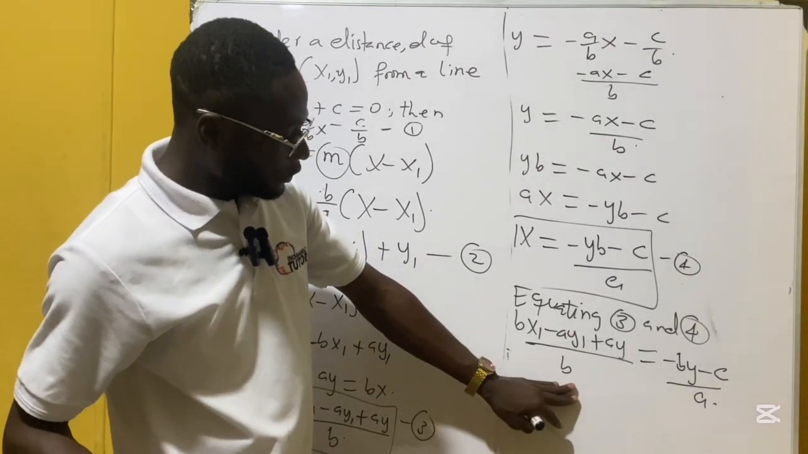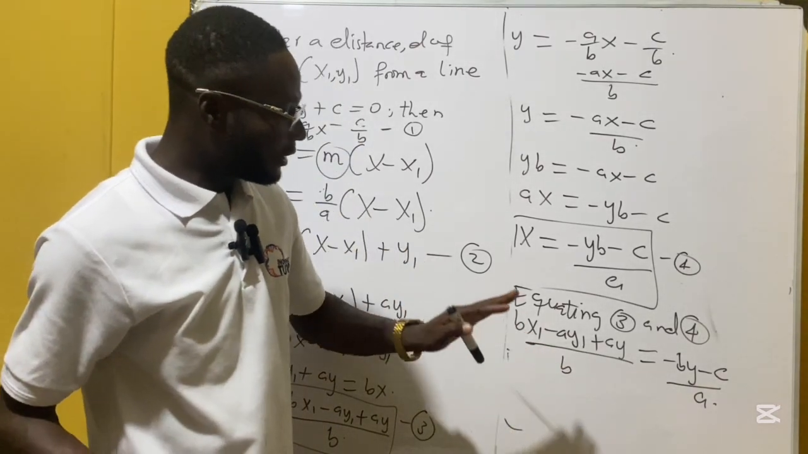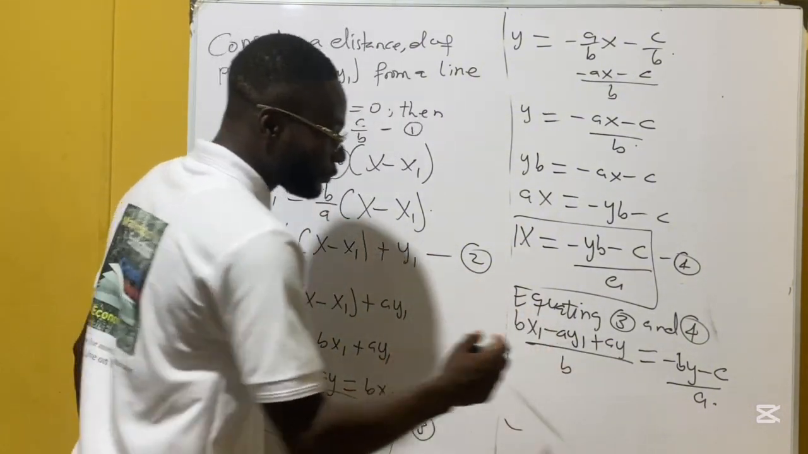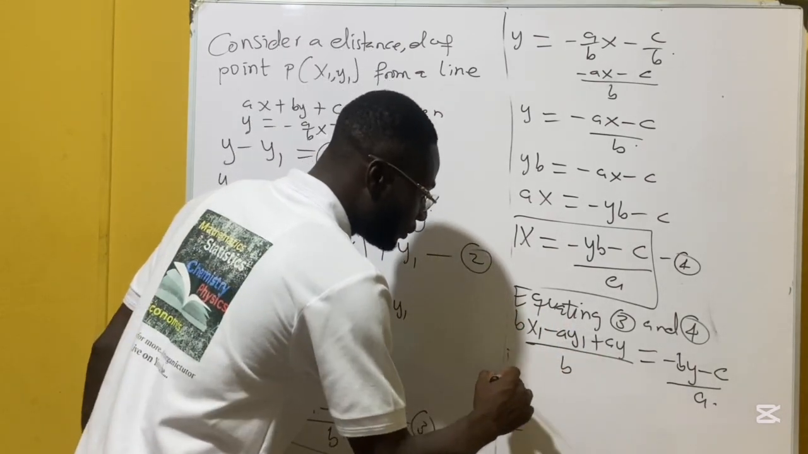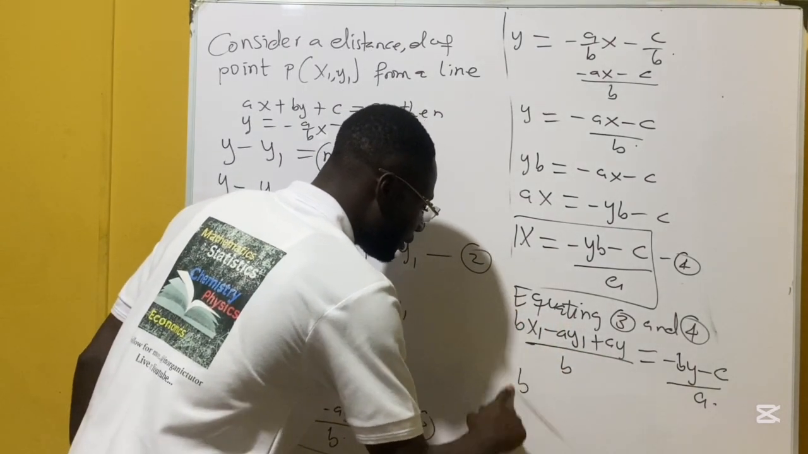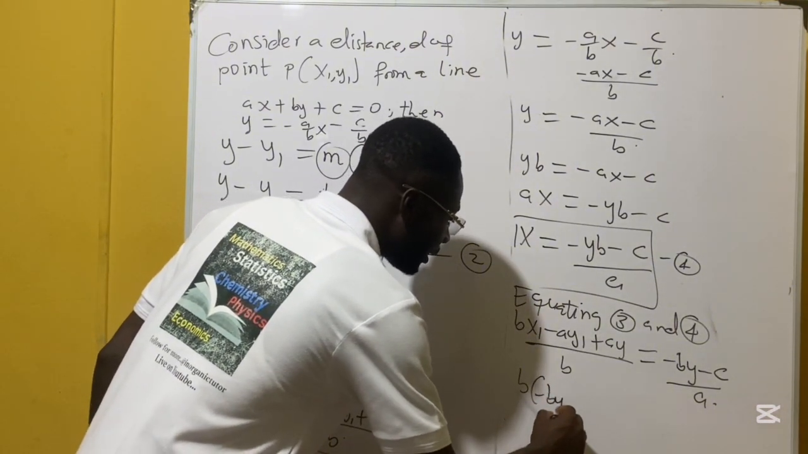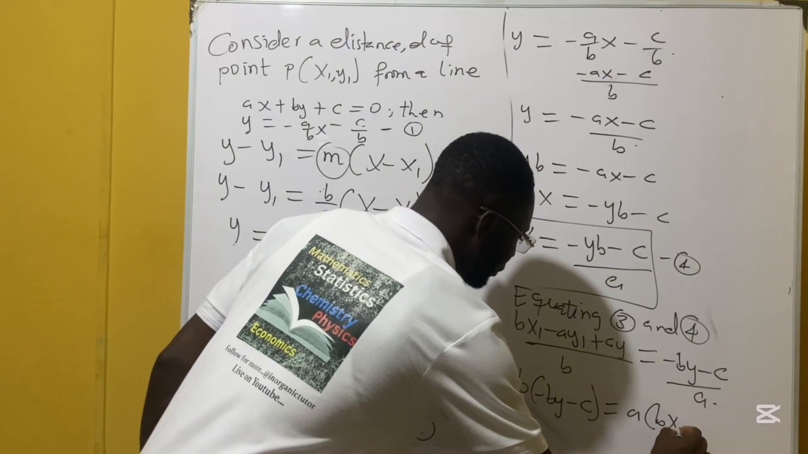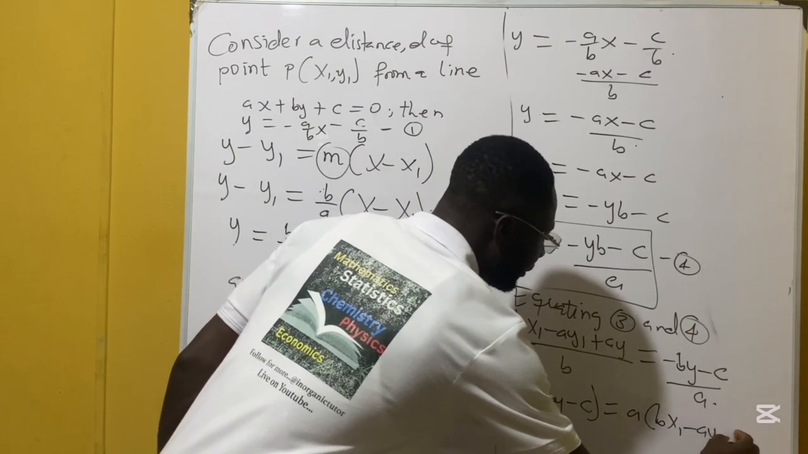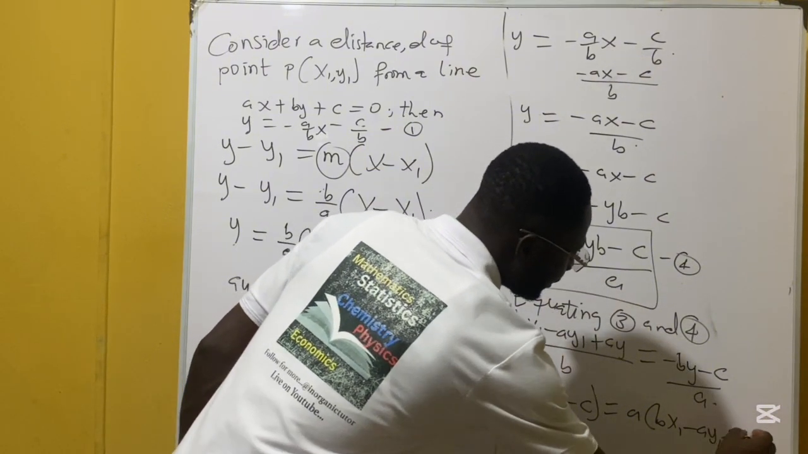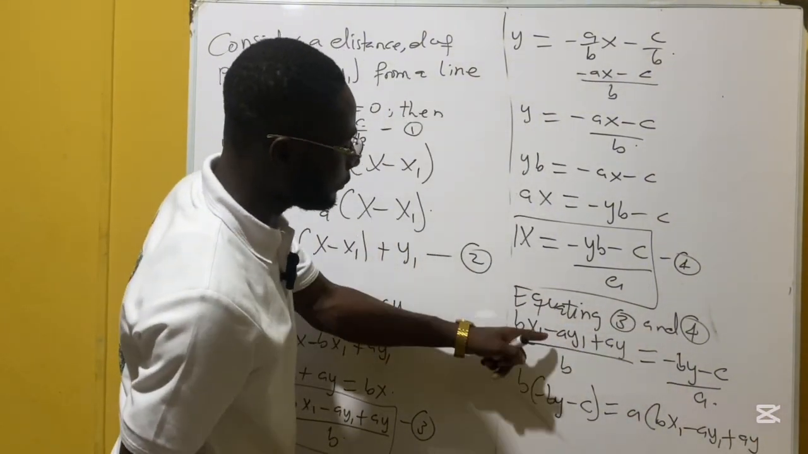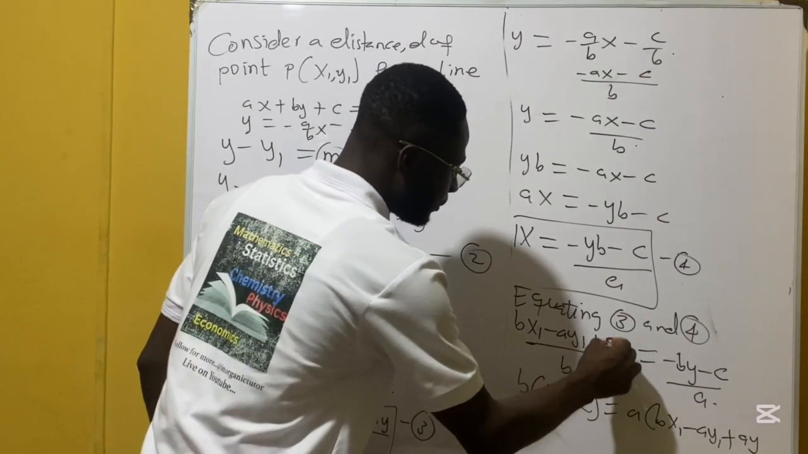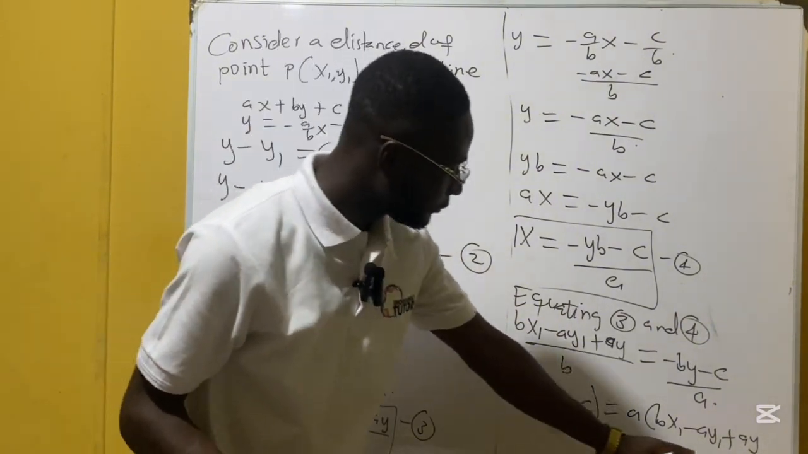In here, we just need the variable y, right? So what can we do? We cross multiply, right? So we're going to have b into minus by minus c, and that is equal to a into bx1 minus ay1 plus ay.